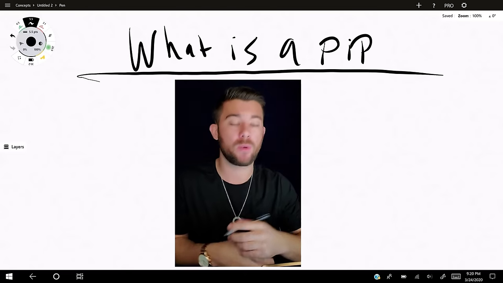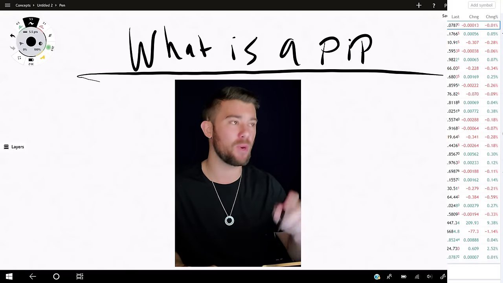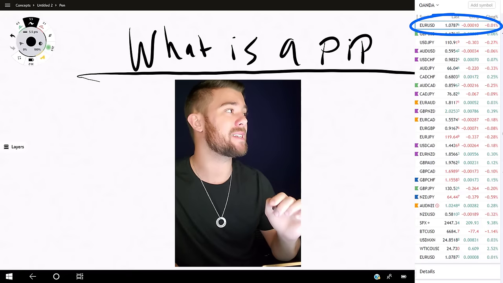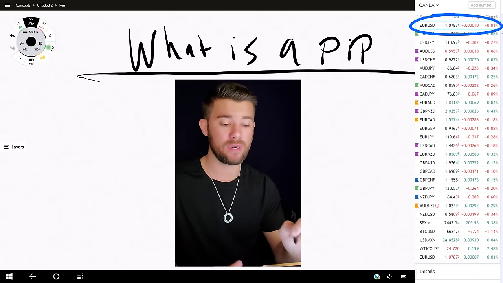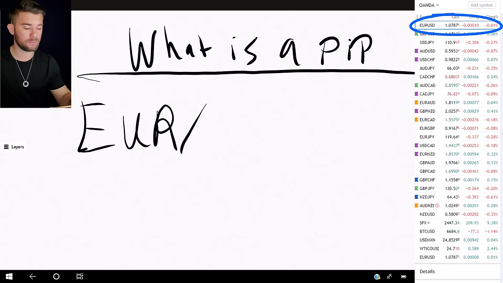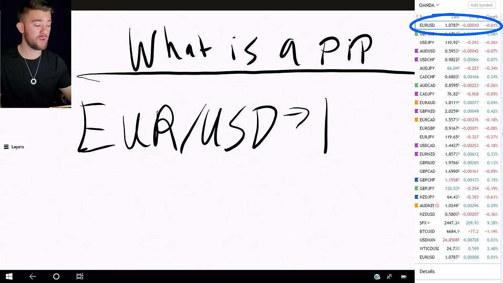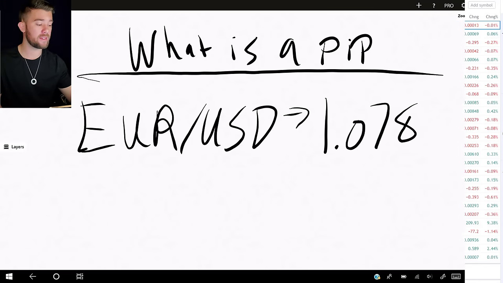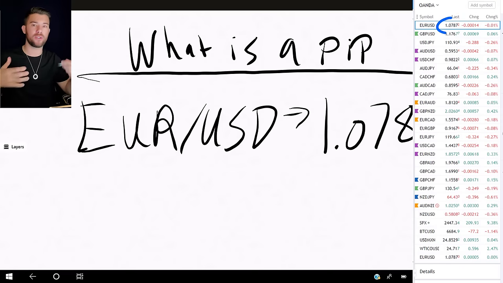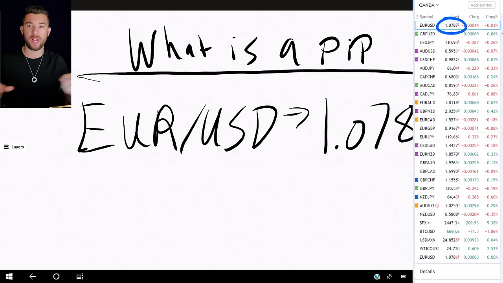So what is a pip? We know that a pip is the smallest number that moves in a currency pair, but how do we identify a pip? Well, look at the euro dollar right now. Right now, you can see that the euro dollar last price is 1.0787. So let's write that down. We have the euro dollar at a price of 1.0787. And you can see on that currency as well that there is a smaller number as a fifth decimal, a smaller number that's 2 right now in red. That's a fractional pip. We're not going to worry about those at all.